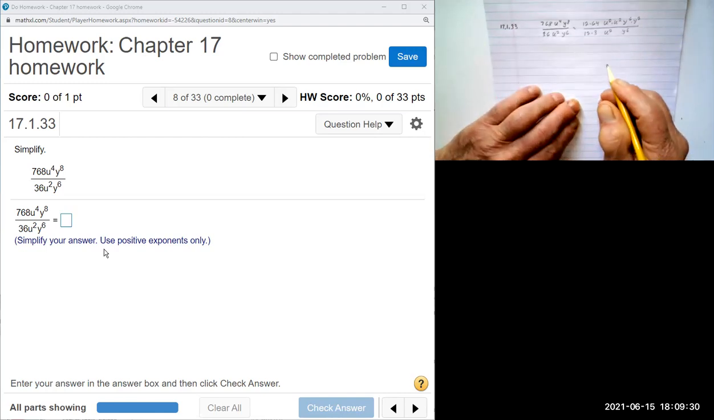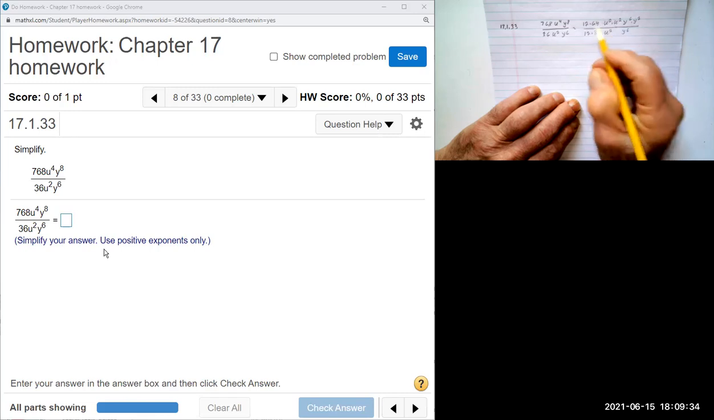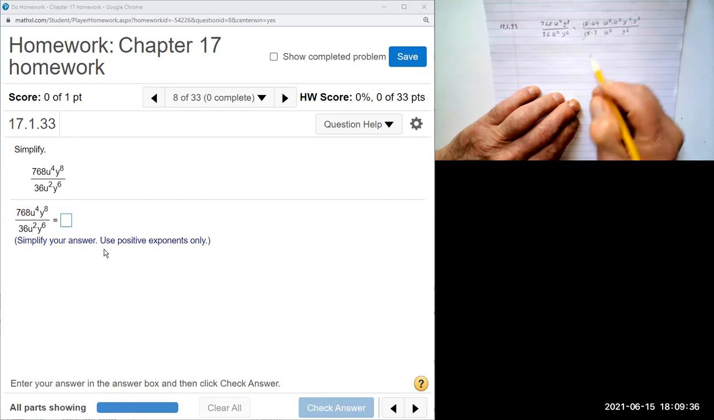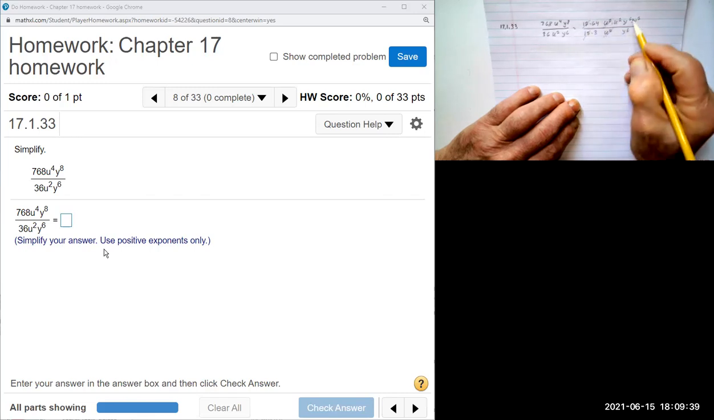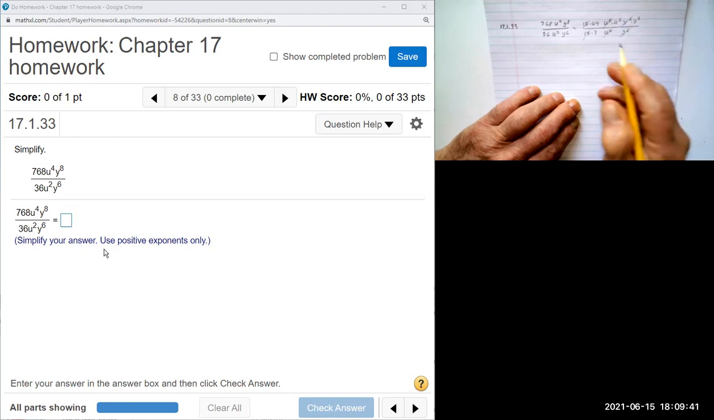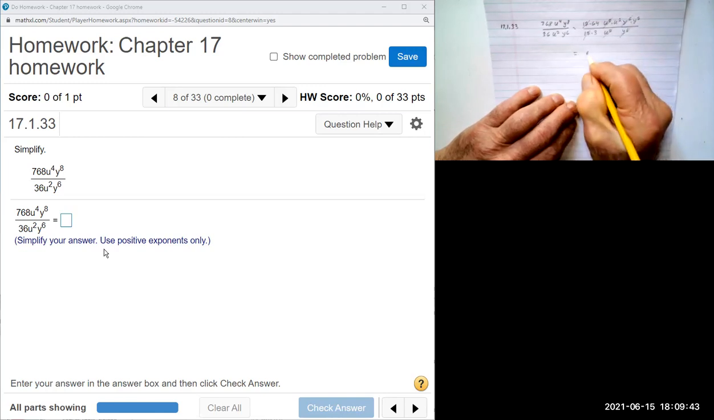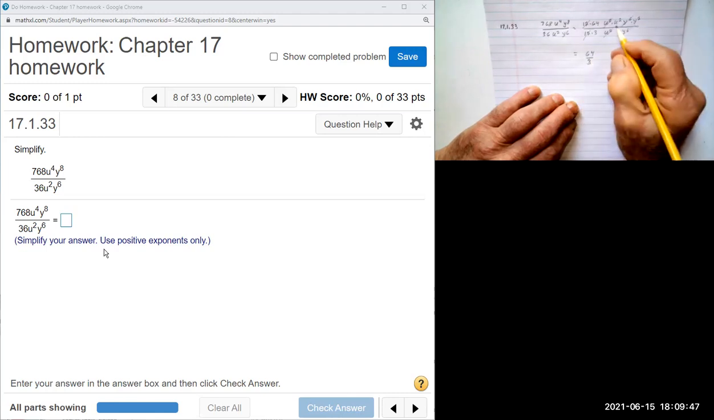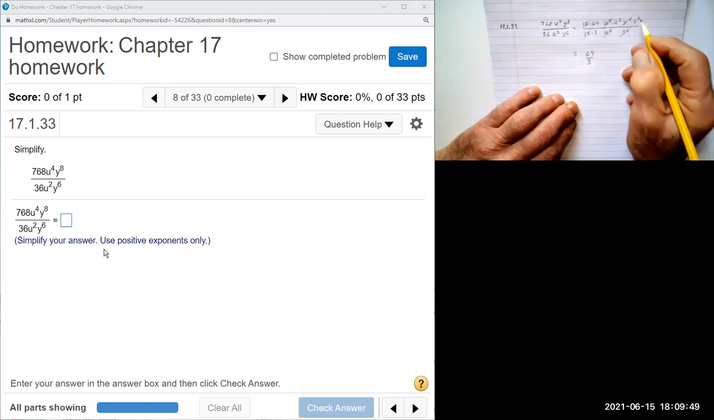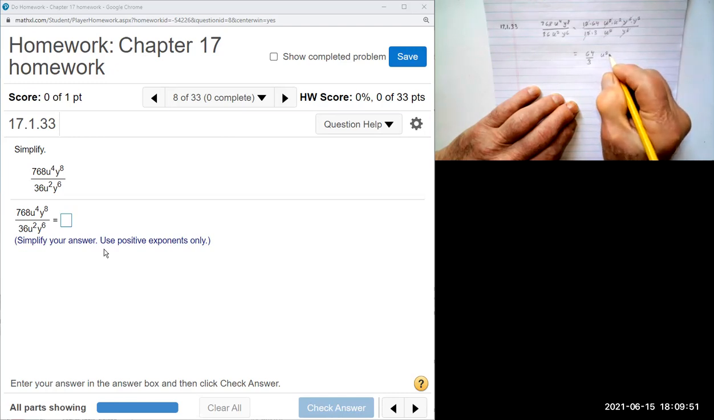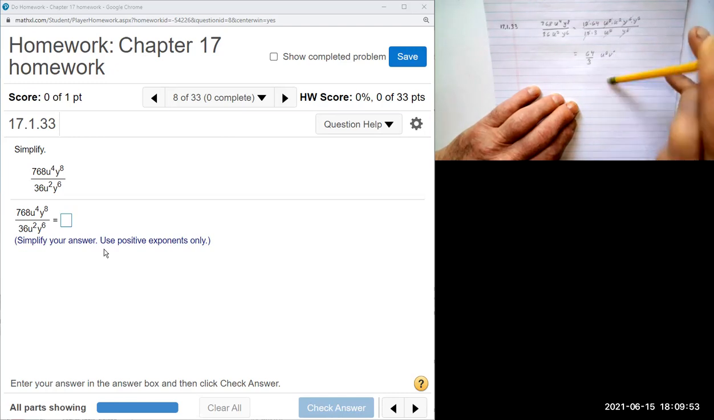Now, what's the largest common factor that can reduce the top and the bottom? Well, the 12s cancel out. The u squareds cancel out. The y to the 6ths cancel out. And what am I left with? I'm left with 64 over 3 u squared y squared. Oops, I said a y.